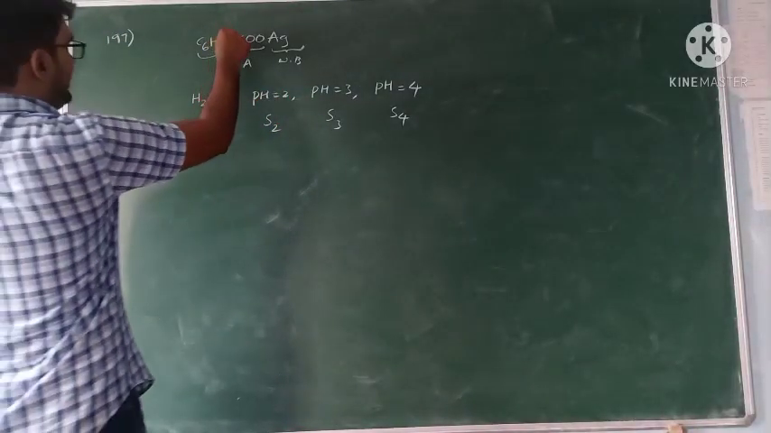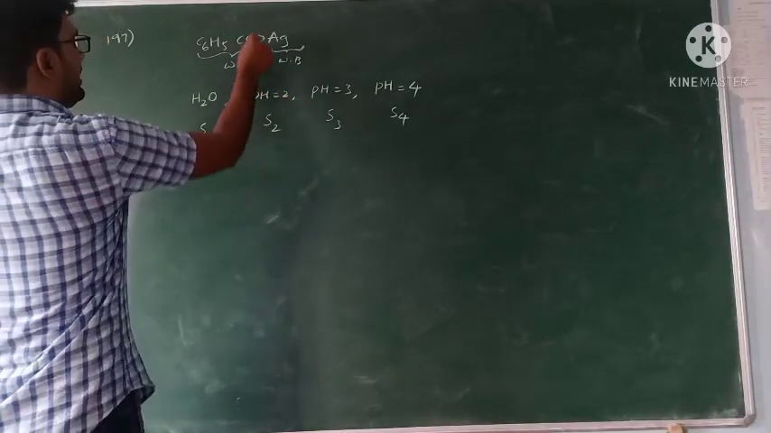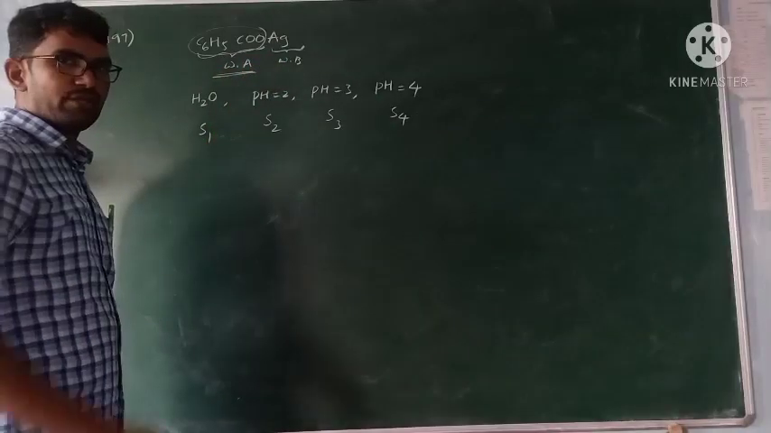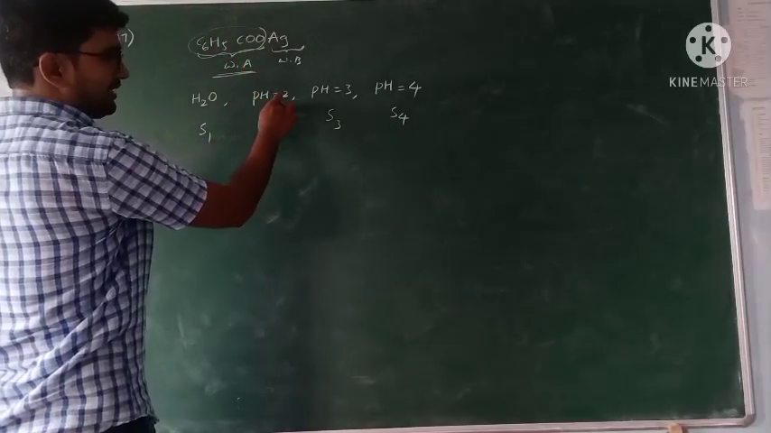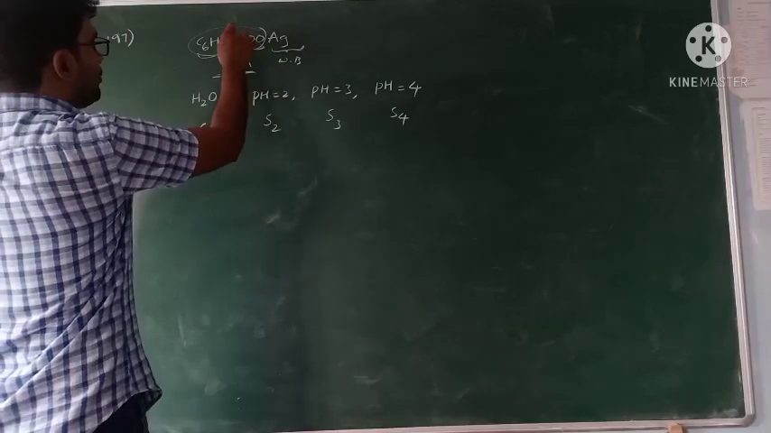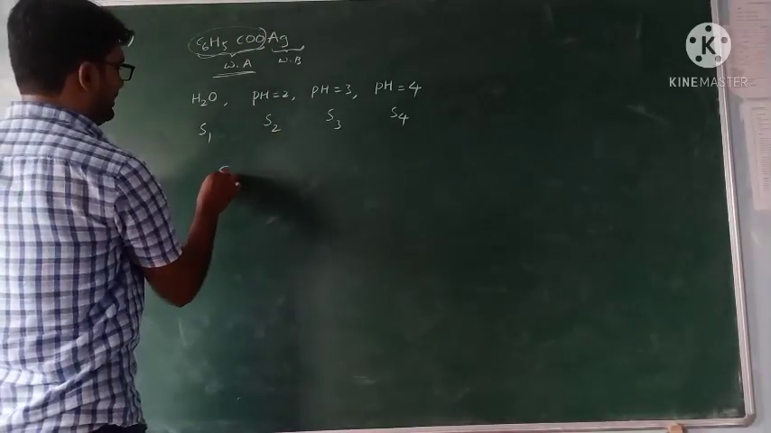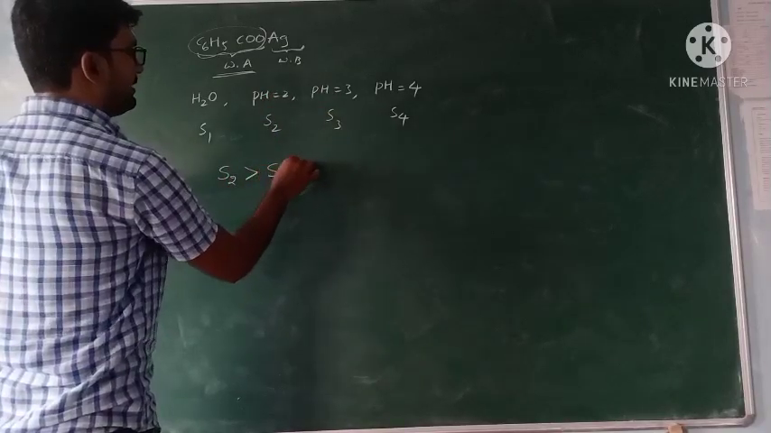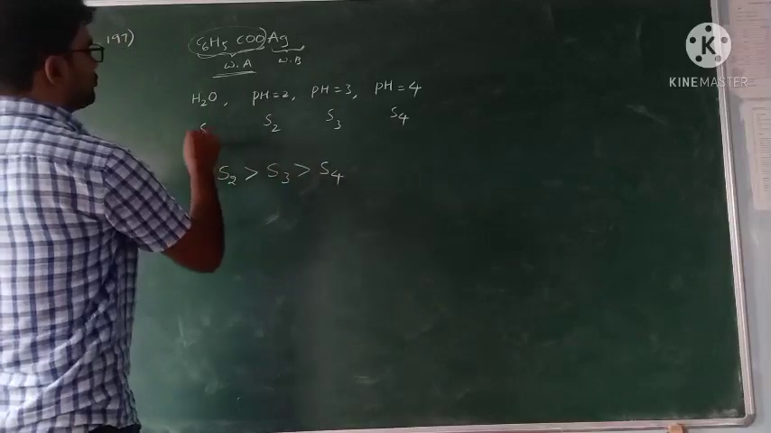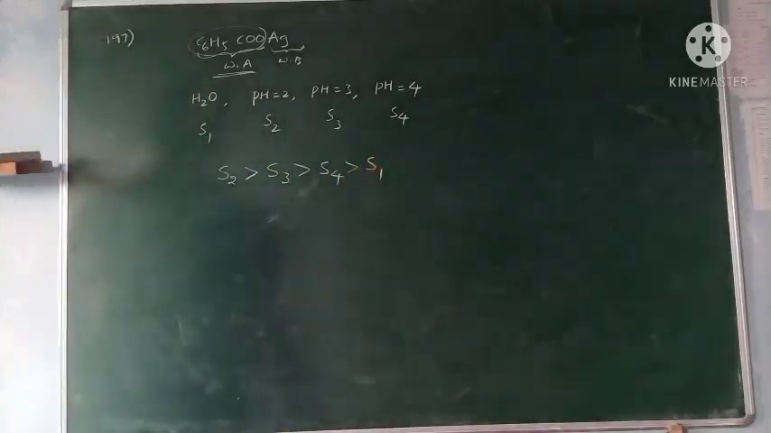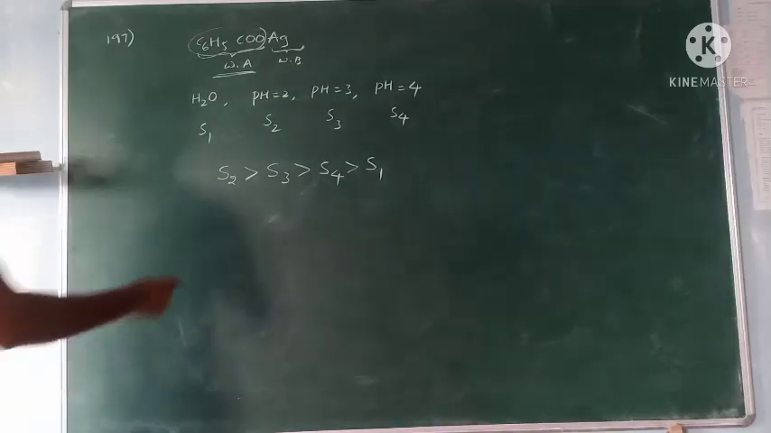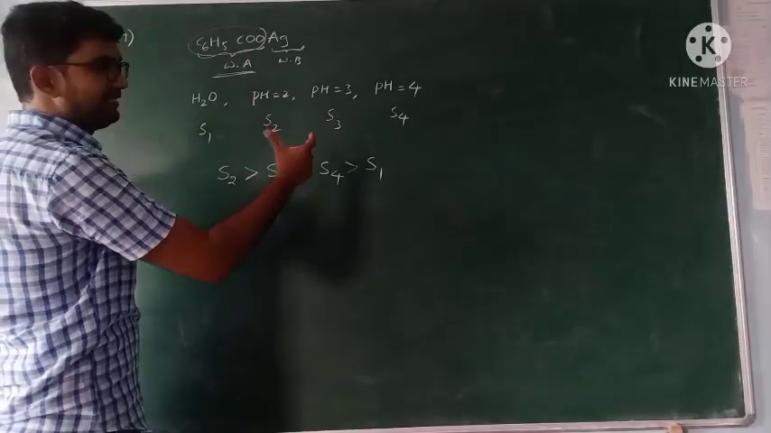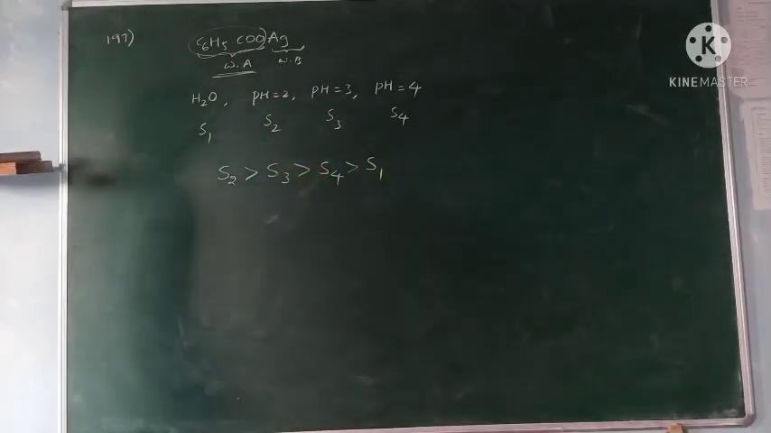Okay, if this salt is dissolved in this solution, weak acid is present. It is a weak acid solution. So if it is dissolved in a higher concentration of acidic solution, it is more soluble. So solubility in pH equal to 2 is more. Next S3, next S4, last in neutral solution. This is the answer. Because if we add a salt of weak acid, then it is easily soluble in more acid.